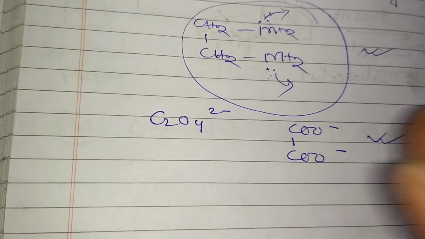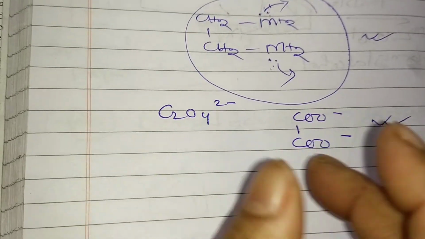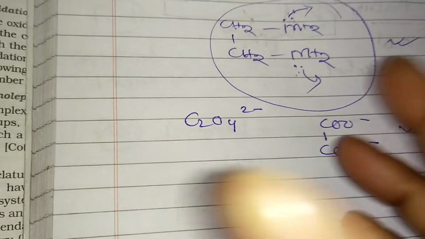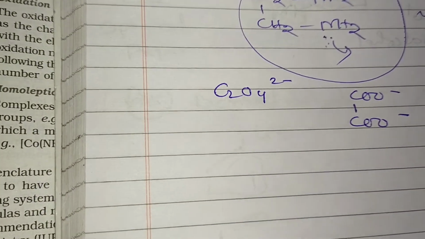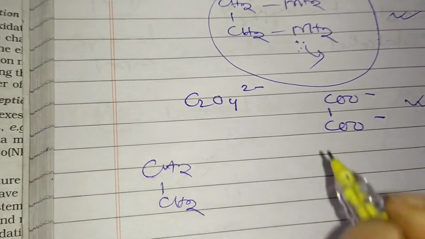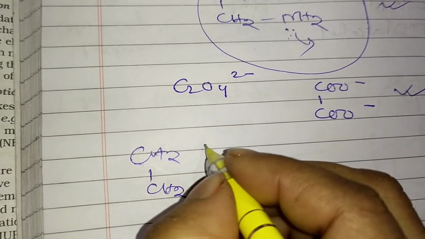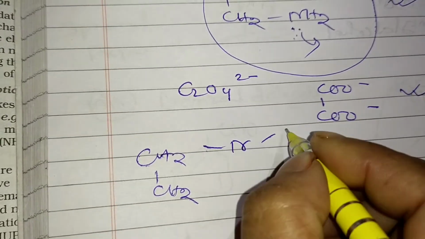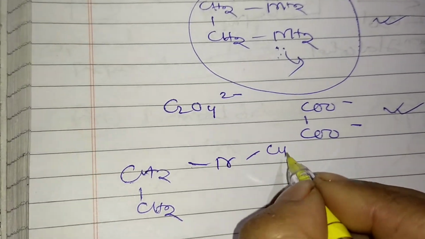And when several donors are present in a single ligand, for example EDTA. What is the meaning of EDTA? I am showing that. I am just drawing the structure first, then I will show it.